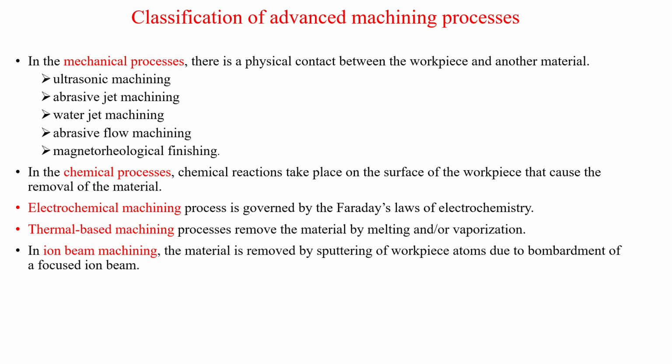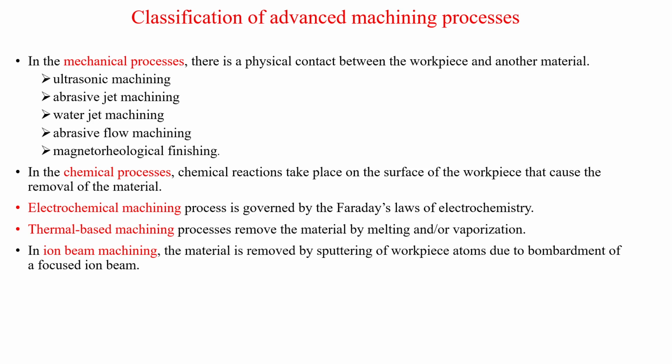Okay. Similarly, there are other non-conventional machining processes which use other mechanisms. In chemical processes, a chemical reaction takes place on the surface of the workpiece so that the material can be removed. In electrochemical machining, it is governed by Faraday's law, in which there is one anode, one cathode, one concentration dilution, and there is a movement of charge. Because of that movement of charge, the MRR takes place.